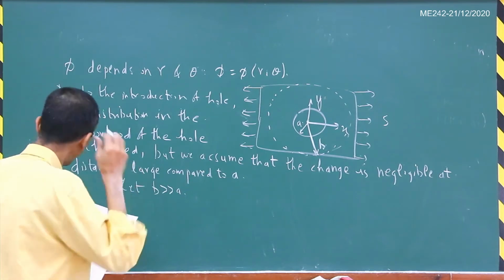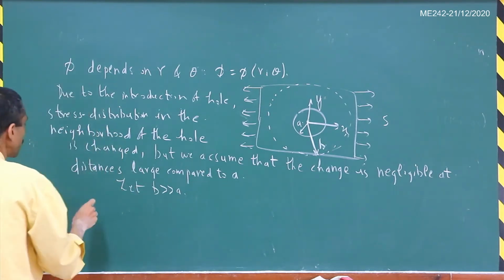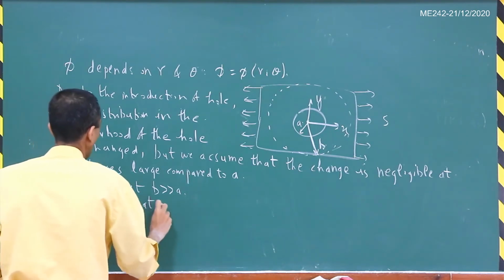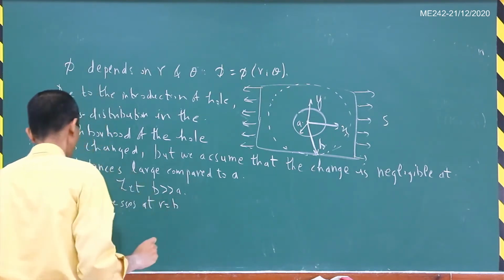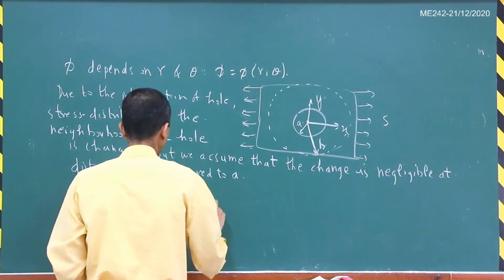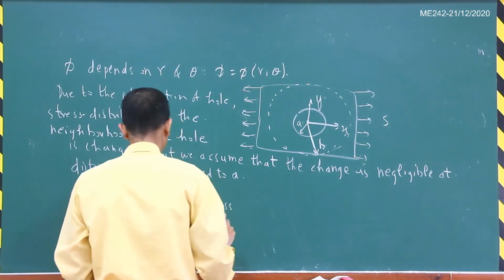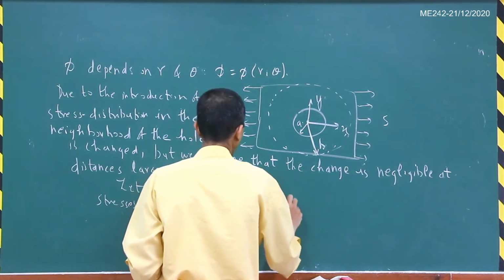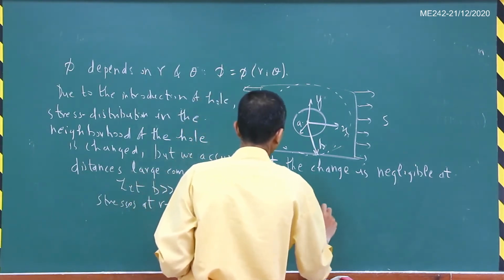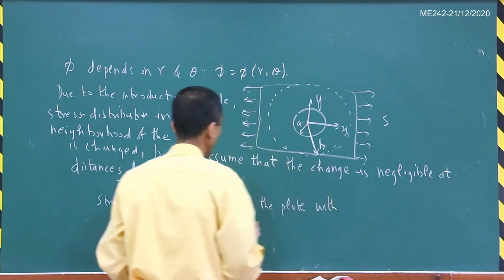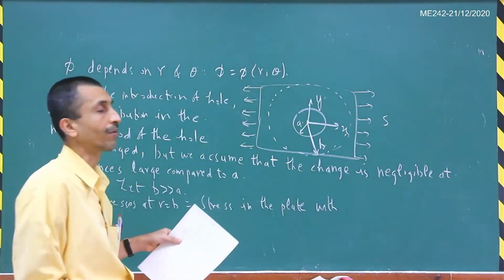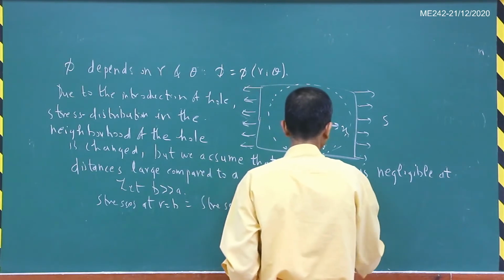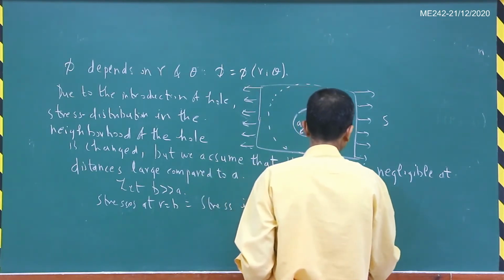And so the stresses at R equal to B are equal to the stress in the plate without load. That is what I am saying: as you go far away from the hole, we are assuming that the state of stress is the same as without the hole.